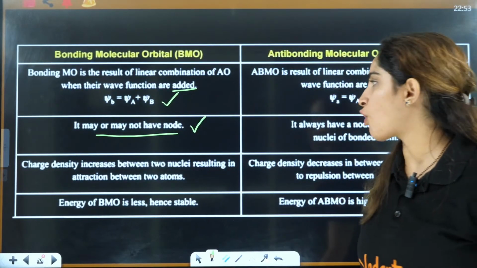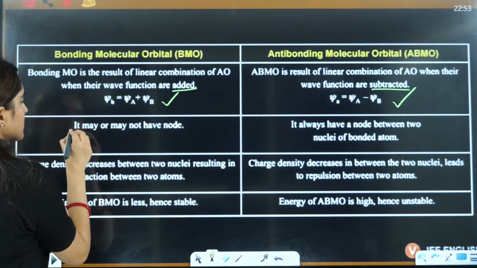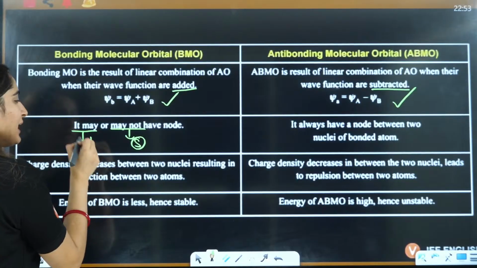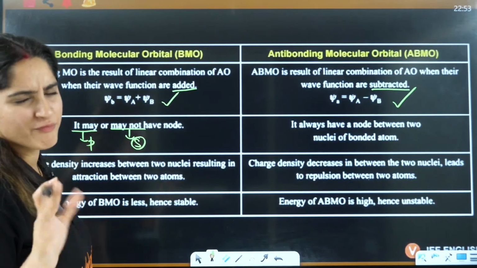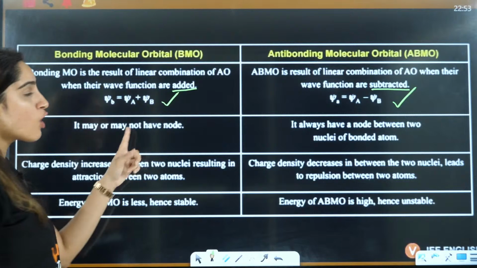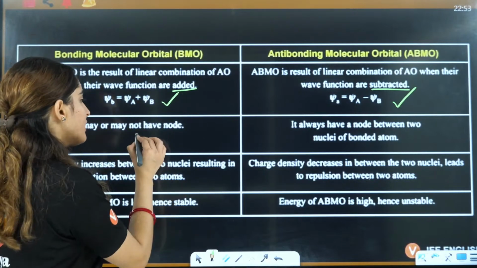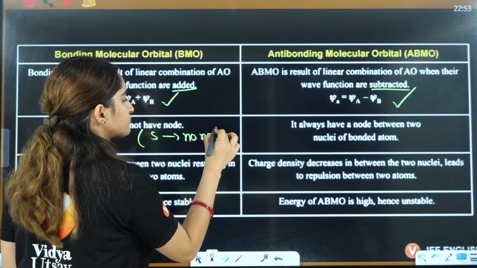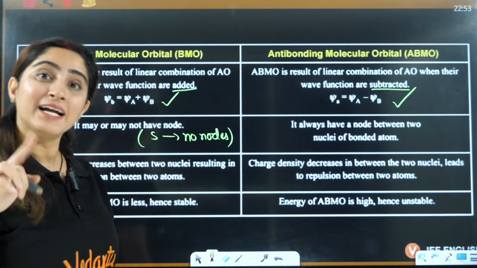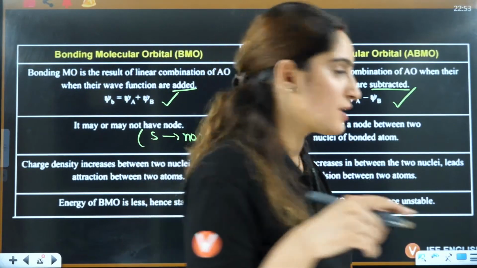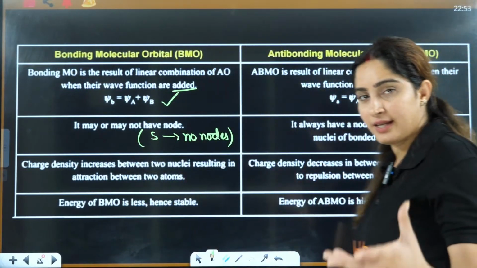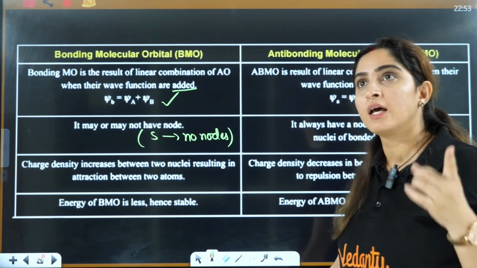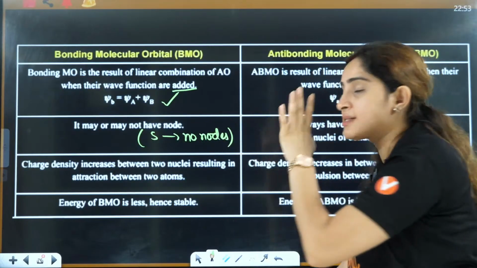In bonding molecular orbital, if you talk about s orbitals, it will not have nodes. P and D orbitals can have nodes, right? S orbitals will never have nodes. You can write: s orbitals will never have nodes, no nodes in bonding. But in anti-bonding, even s will have nodes, right? Because in the atomic orbital, s never had nodes, right? In 1s, now also it is in 1s, right?